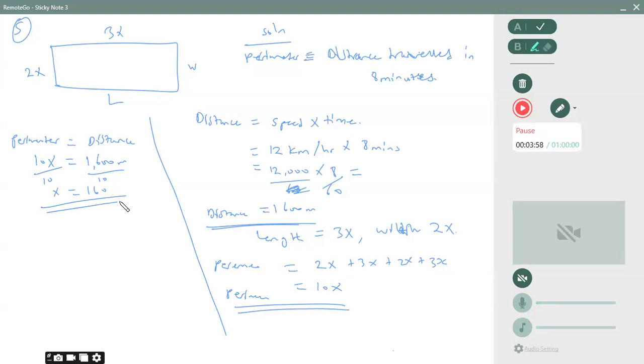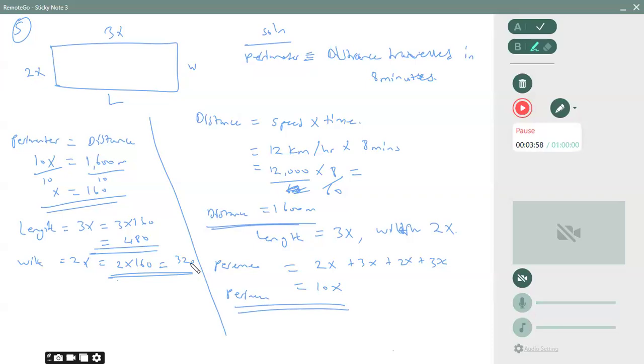Now, when I have that, am I able to look for the length? And am I able to look for the width? Yes. So length is a 3x. So that is 3 times 160. Somebody who can give me an answer there. Then for width, yes, please. 480. Great. Then here it is 2x, which is 2 times 160. How much is that? 320.